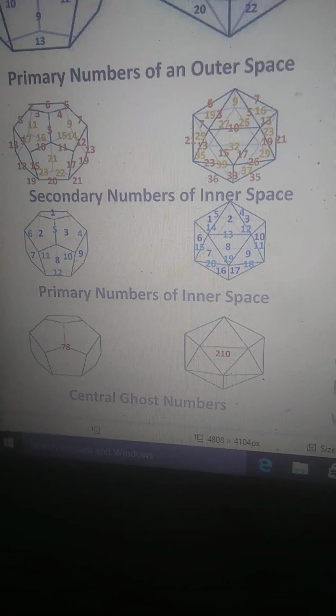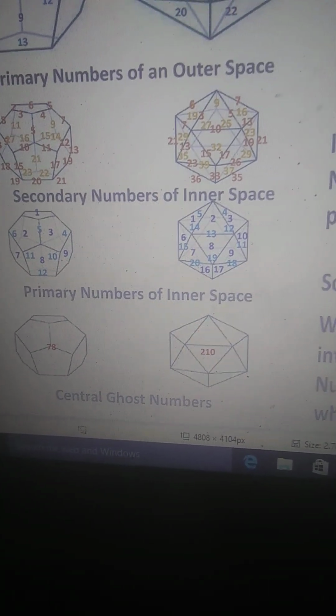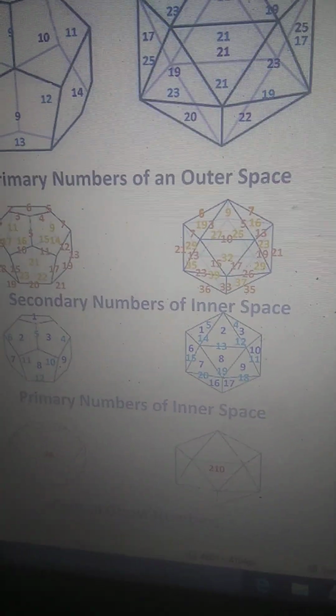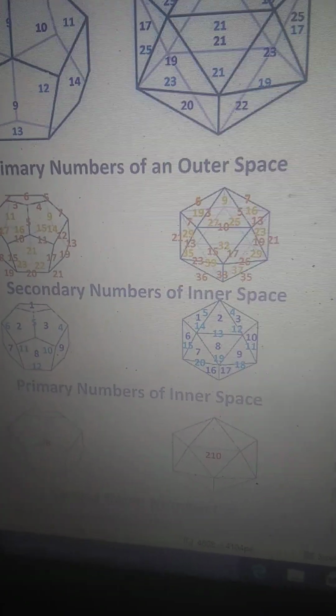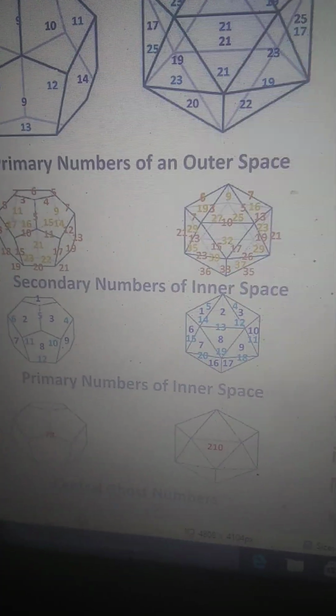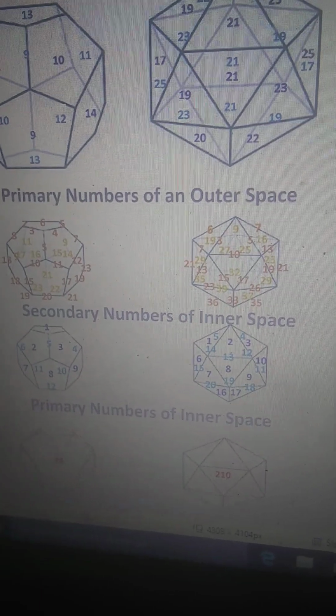These are the central ghost numbers of these 2 different higher level shapes, the dodecahedron and icosahedron. These are the primary numbers of the inner space. These are the secondary numbers of the inner space, which are the primary numbers in this form added together. They can be multiplied too.